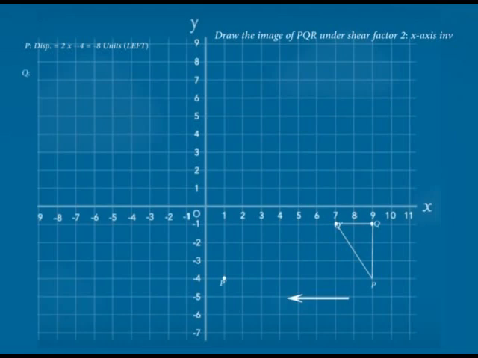Point Q. Perpendicular distance from the invariant line is -1. S is 2. Displacement is -1 times 2, giving us -2. So we move 2 units leftwards. Point R. Perpendicular distance is -1 unit. S is 2 and displacement will be -1 times 2, giving us -2. So we move 2 units leftwards. This is the transformed figure.